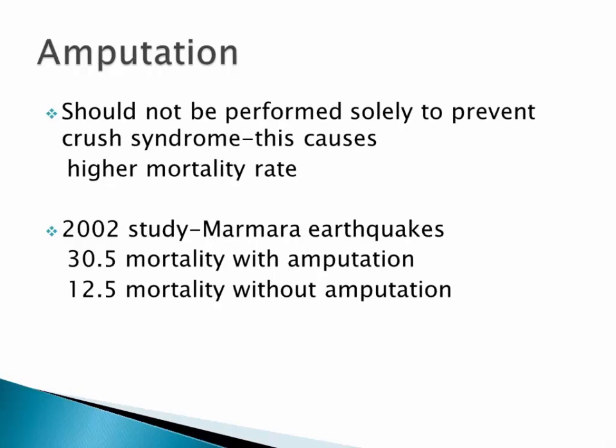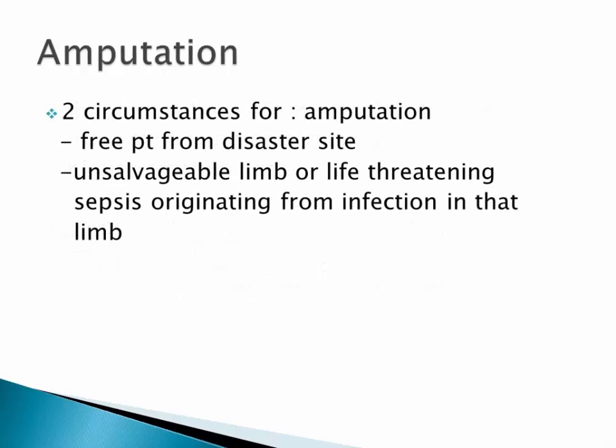Just a little word about amputations. Basically, amputations of an extremity should not be performed solely to prevent crush syndrome, because it's been shown that this actually causes higher mortality rates. In the earthquake in Turkey, there was a 30.5% mortality with amputations and a 12.5% mortality without amputations. There are two circumstances, however, where amputation may need to be done. Number one is to free the patient from the disaster site, which I can't hardly imagine doing, but if it's going to keep the patient alive, it may need to be done. And then an unsalvageable limb or life-threatening sepsis originating from infection in that limb is another reason for amputation.